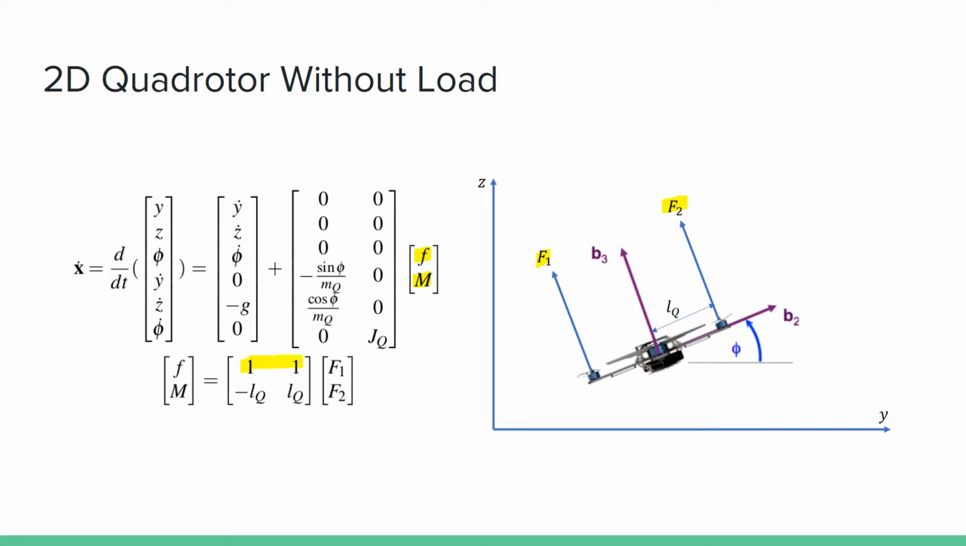And then we labeled F and M as the total thrust force and the total moment. You can see the total thrust is just a sum of the two thrust forces from the quad, and then the moment is a difference of the thrust forces times the arm length of the quad. So here our state variables are y, the horizontal position, z, the vertical position, and then the roll of the quad.